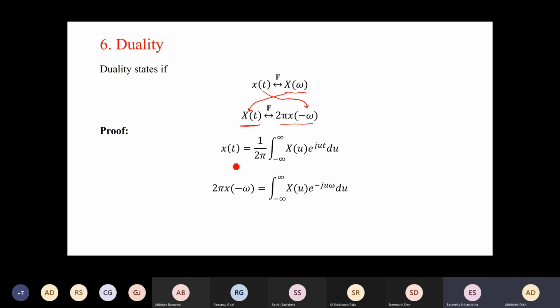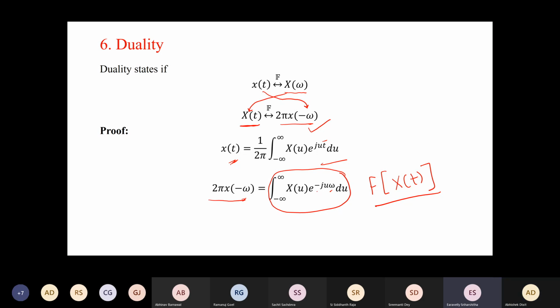And how do we prove this? The proof is very simple. x(t) we know is given by this equation. Then we just do a change of variables. So instead of t, we simply change t to minus omega. Okay, I can do that, and this becomes this. And this is nothing but the Fourier transform of x(t), this side. And the Fourier transform of x(t) will be 2 pi x of minus omega. This is what we have to prove.